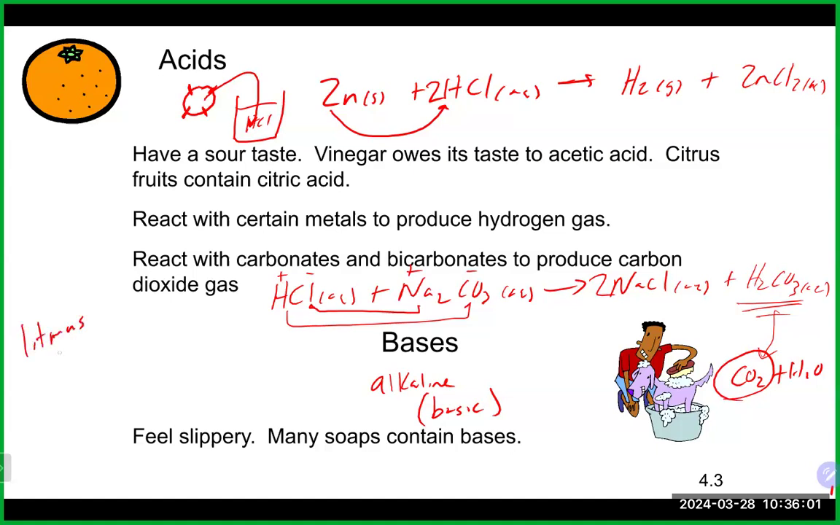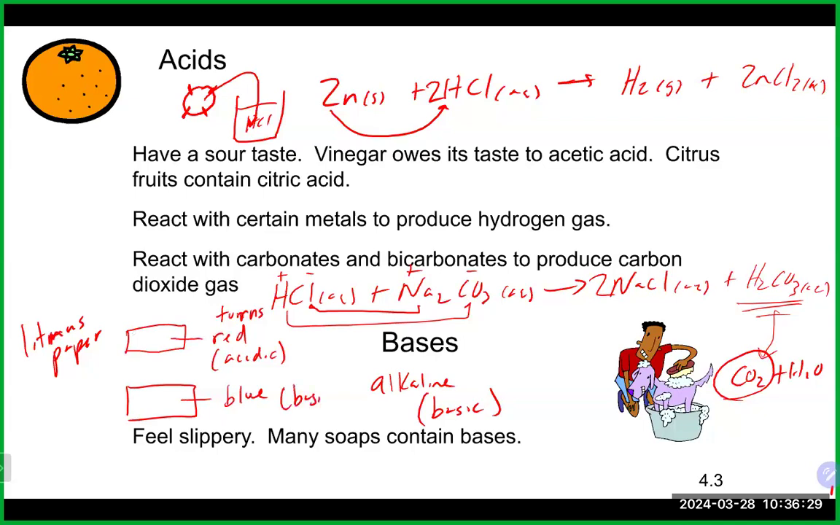Litmus paper is paper that we use to figure out whether or not a solution, for example, is acidic or basic. It will not tell you the pH or anything like that, but it will tell you if it is acidic or basic. Pretty much if you put anything on your litmus paper and it turns red, that means it is acidic. And if it turns blue, that means that it is basic.